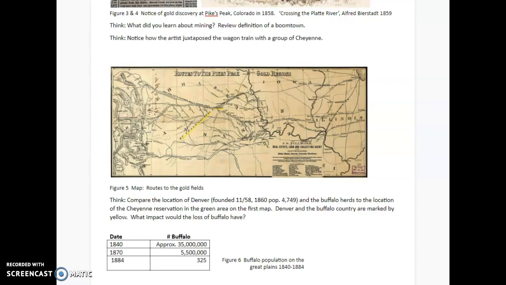And you should think about what impact the loss of buffalo is going to have. The Cheyenne become cut off from the areas where the buffalo traditionally are in this state. And if you look at your little chart down here, look at the numbers of buffalo in 1840, 1870, and the mid-1880s. What happens to the buffalo over time?